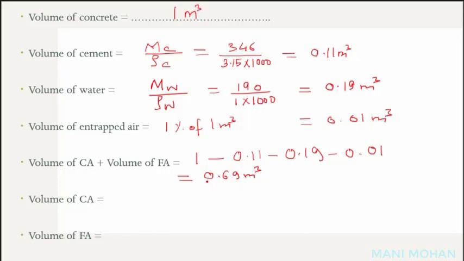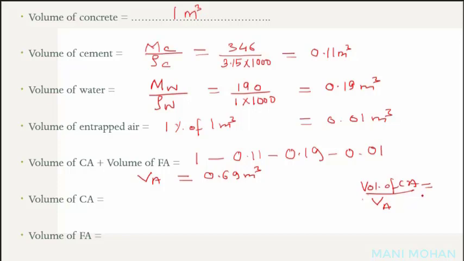So we have the total volume of aggregate as 0.69 meter cube. Now we need to know what is the volume of coarse aggregate. We have computed the volume fraction of coarse aggregate. It is nothing but volume of coarse aggregate divided by the total volume of aggregate, and whatever you have computed here is the volume of aggregate. So if I have the volume fraction of coarse aggregate, I can compute the volume of coarse aggregate for 1 meter cube of concrete.